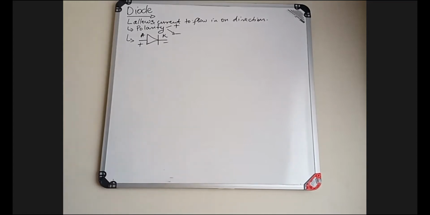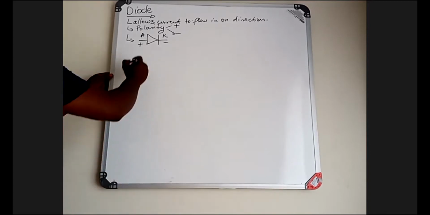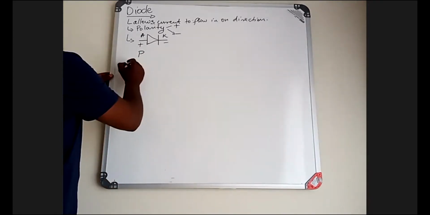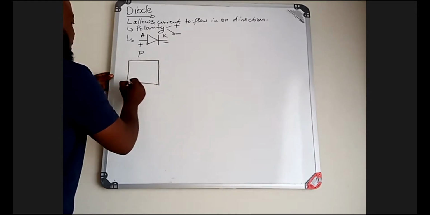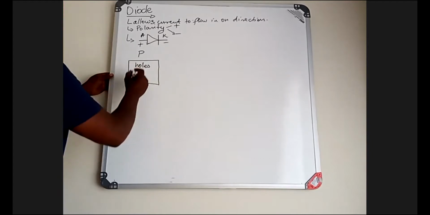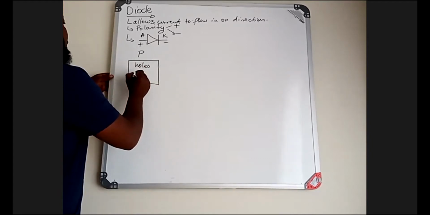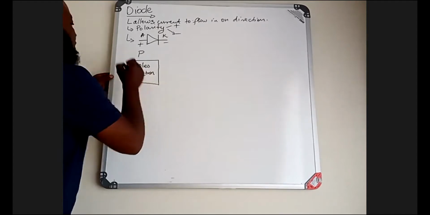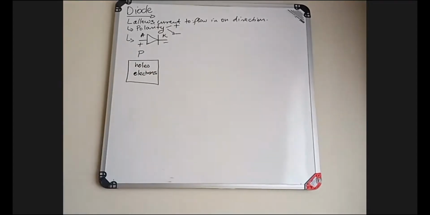Now, the structural construction of this device in terms of electrical circuit consists of two doped regions. It consists of the P region, whereby on the P region, you will find majority of holes and minority of electrons.